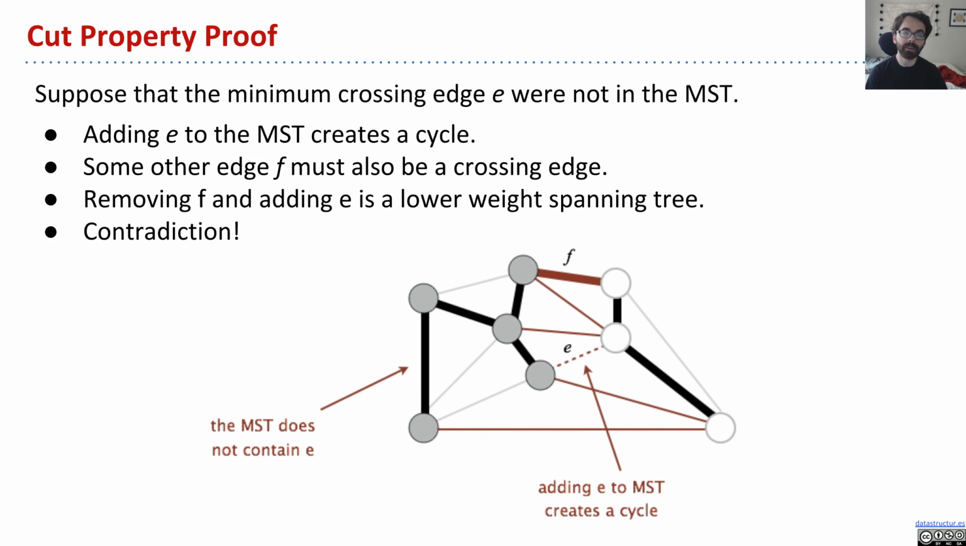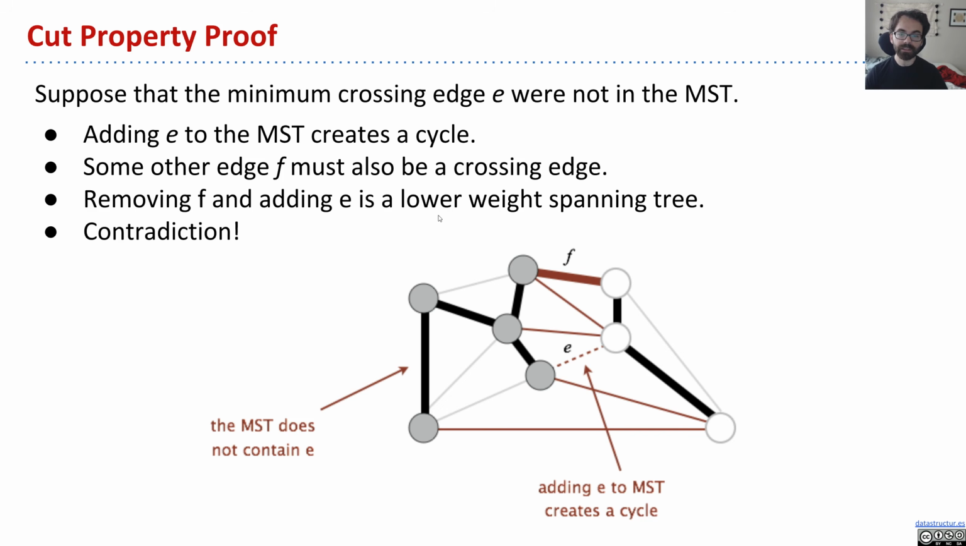Well, it turns out there's a pretty simple, cute proof where we just prove by contradiction. So let's suppose that you come up with an arbitrary cut and you find the minimum crossing edge, E, and let's suppose it was not in the minimum spanning tree. Well, in that case, there already existed some minimum spanning tree. If we were to add E to the minimum spanning tree that E is not a part of, because we supposed that at the beginning, once we add E, we now have a cycle.